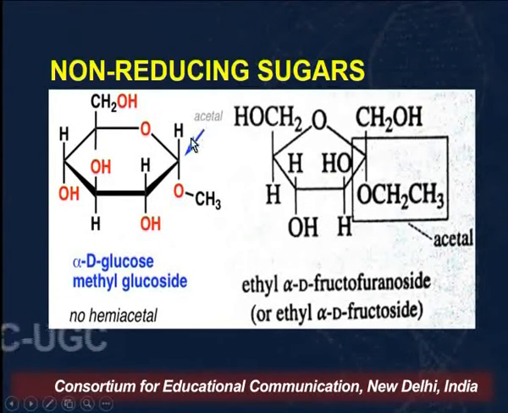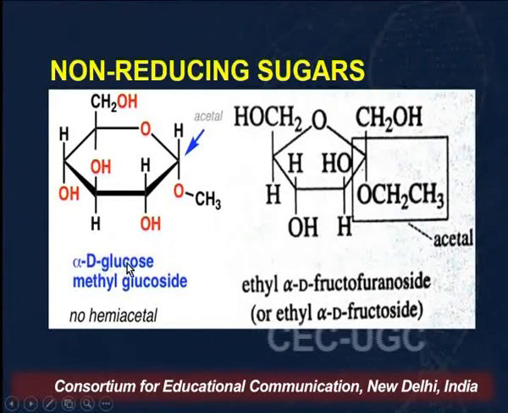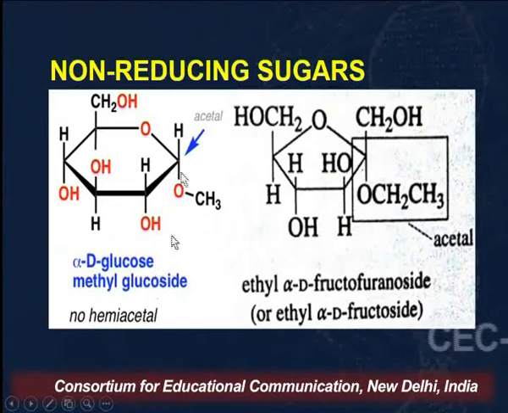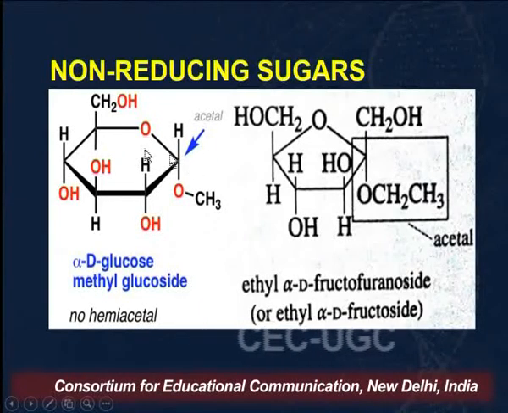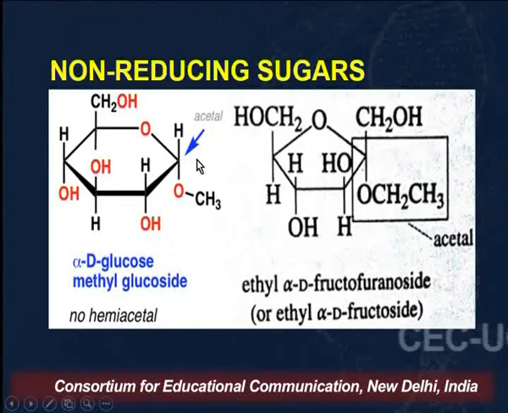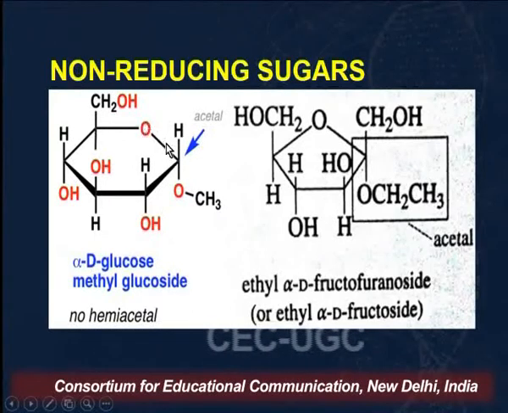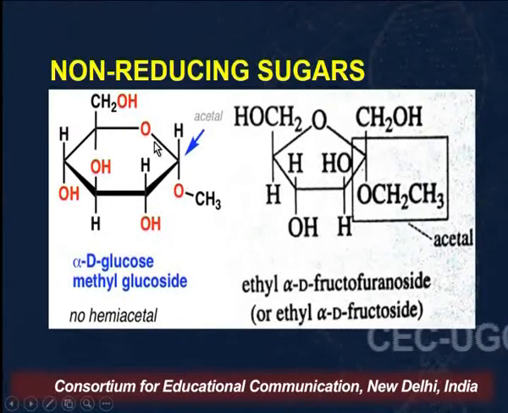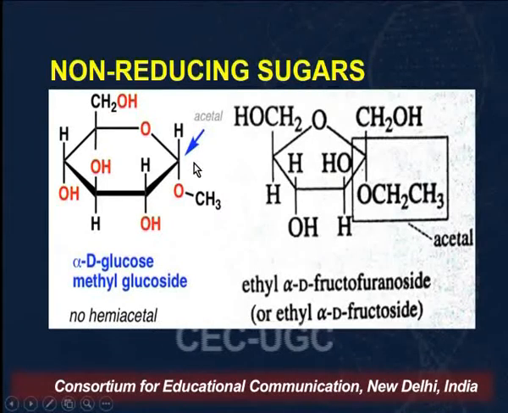That is, it will act as a reducing agent. But now it is existing as alpha D glucose methyl glucoside. So that means now, in spite of being a monosaccharide, it is existing as an acetal. That is, it is existing as a glycoside. So it does not have a hemiacetal group. It is attached to two ether groups, an ether here and an ether here. So it is existing as an acetal. It will give you a negative test. It will not act as a reducing sugar.